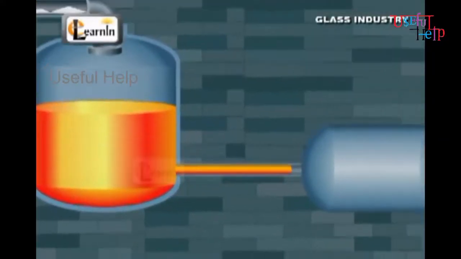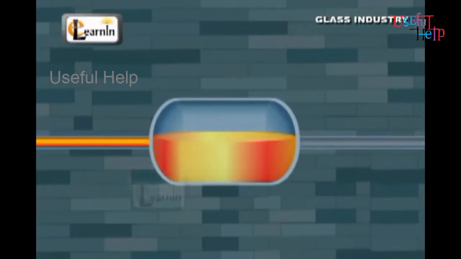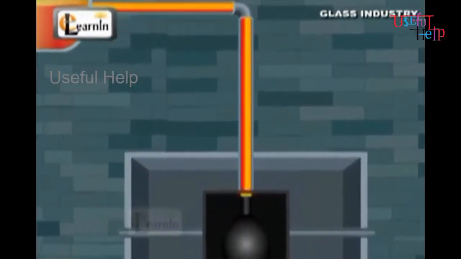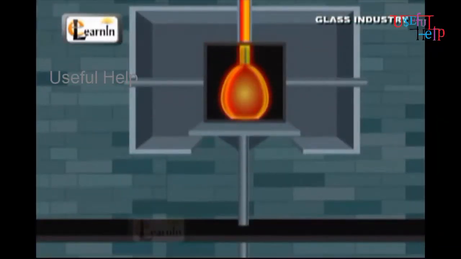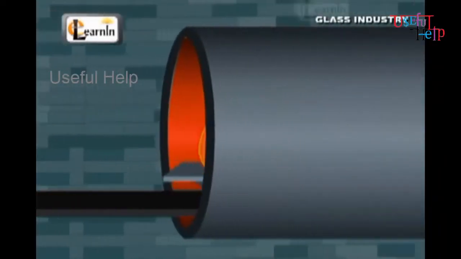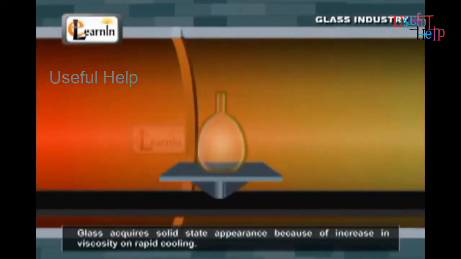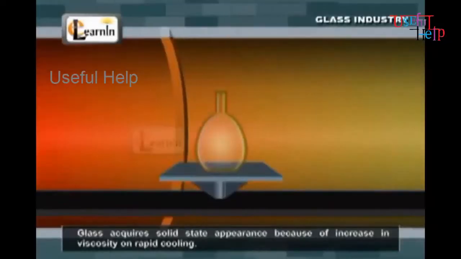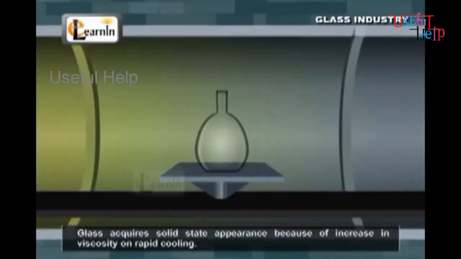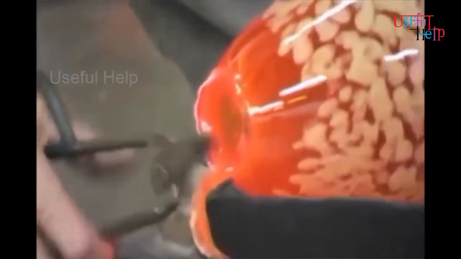If a colored glass is desired, the coloring agents, namely metallic compounds, are added at the molten stage. Shaping. Molten glass is then worked into articles of desired shapes by either blowing or molding or pressing between rollers. Annealing. Glass articles are then allowed to cool gradually to room temperature by passing through different chambers with descending temperature. Finishing. All glass articles after annealing are subjected to finishing processes such as cutting, grinding and polishing.